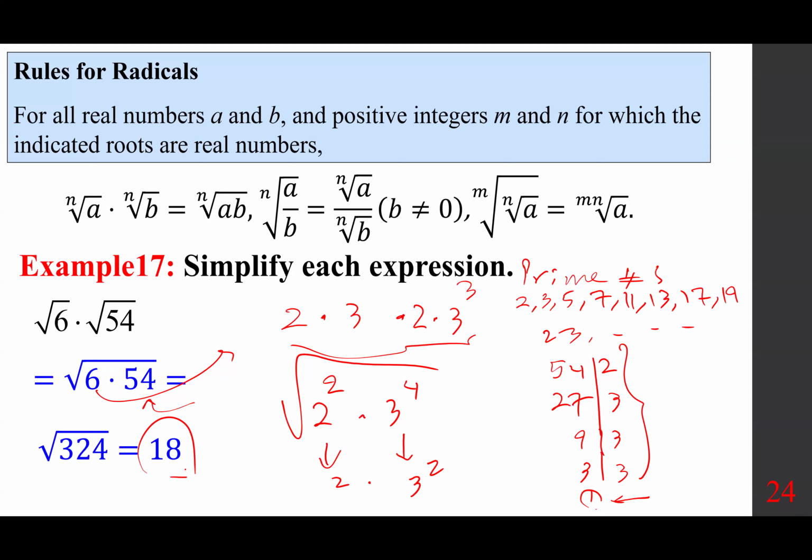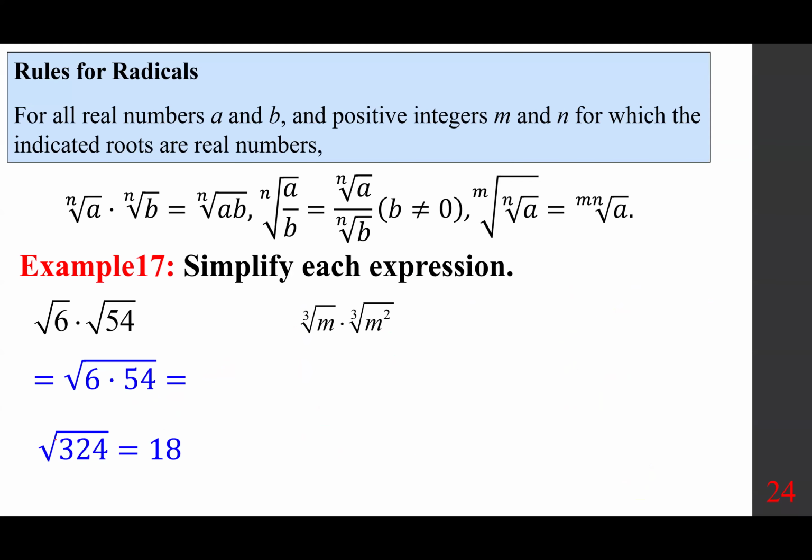I'm going to move on to the next question, so I'm going to erase my work. And then m and m squared is m cubed, and it comes out as m. Do we have to worry about the absolute value? No. Why not? When the index is odd, whatever m might be, positive, positive comes out, negative, negative comes out.